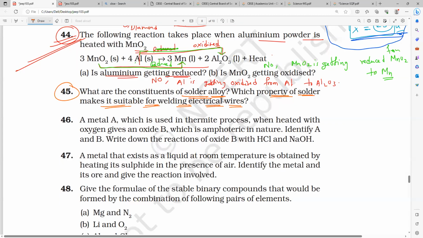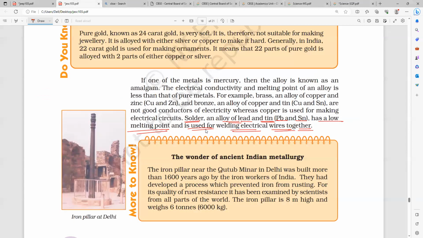Now the question is, why is it suitable for welding? Because of what? Low melting point. That is the important one. Low melting point is the answer for why it is preferred. So please make sure, that's why I say reading word to word is necessary.